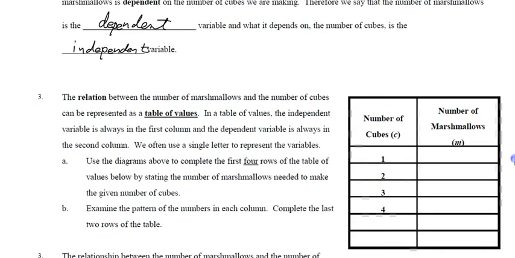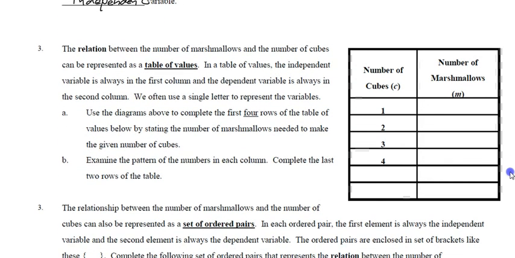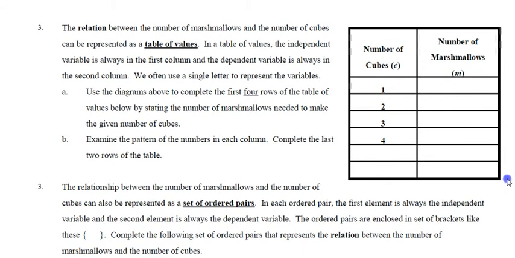The relation between the number of marshmallows and the number of cubes can be represented as a table of values. In a table of values, the independent variable is always in the first column, and the dependent variable is in the second column. We often use a single letter to represent the variable, so we're calling the number of cubes C and the number of marshmallows M. Use the diagrams above to complete the first 4 rows.